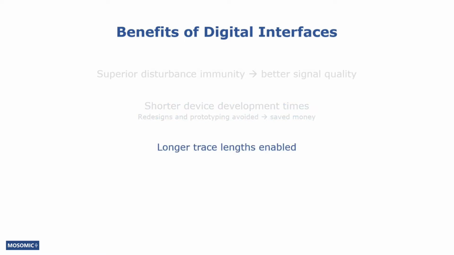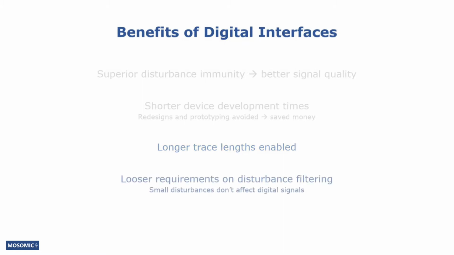Another benefit is that the improved immunity enables having longer signal trace lengths. This is beneficial in larger devices, such as laptops, where microphone signals may have to be routed from the top of the display bezel and through the bezel hinge all the way to the audio codec or other system that receives the signal. Due to the better electrical robustness of digital signals, the results of disturbance filtering don't always have to be as precise as with analog signals.